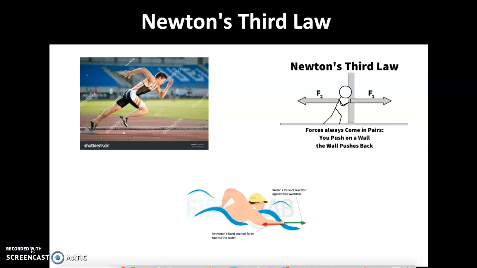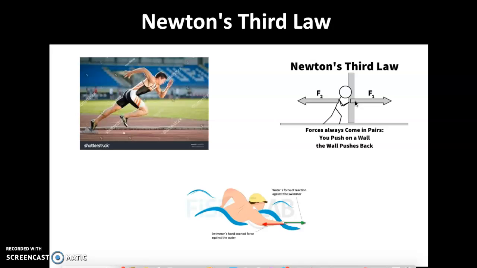Lastly, we have Newton's third law, and this relates to the idea of action and reaction forces. This law states that when any type of motion is performed, there will always be a reaction force that acts opposite and is equal to that force. So as we can see here in the picture, when this person applies a force on the wall, F1, the forces will always come in pairs. So when you push on the wall, it will push back against you. The same force. The forces are equal.